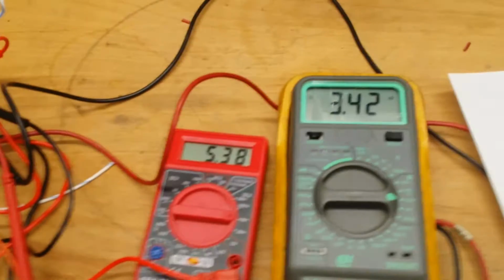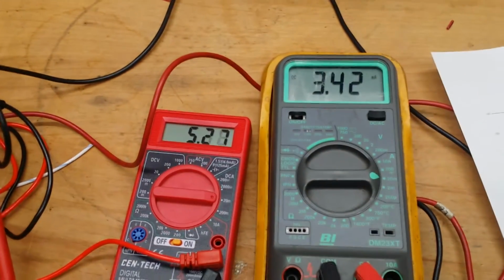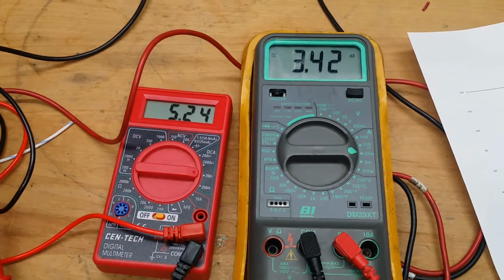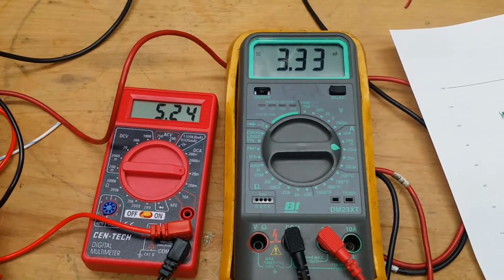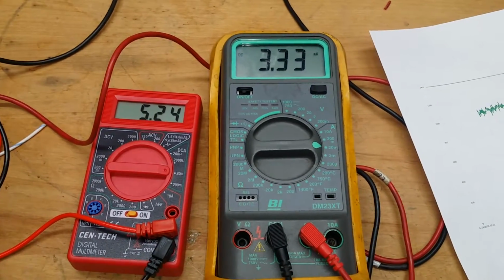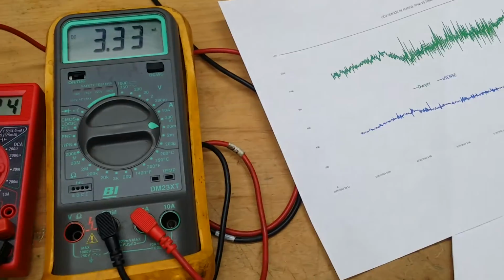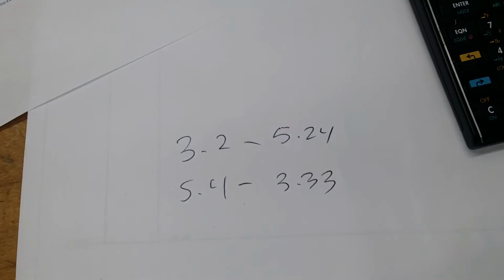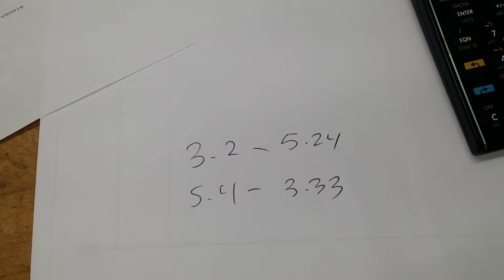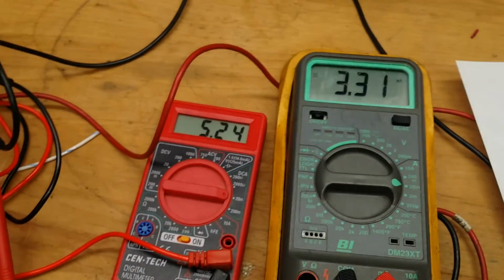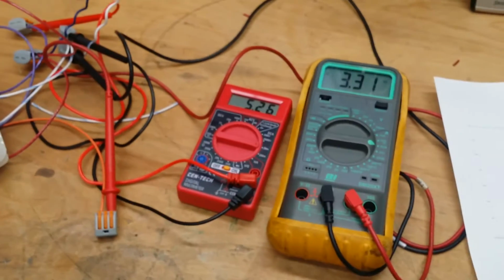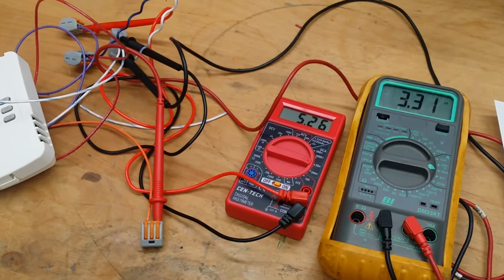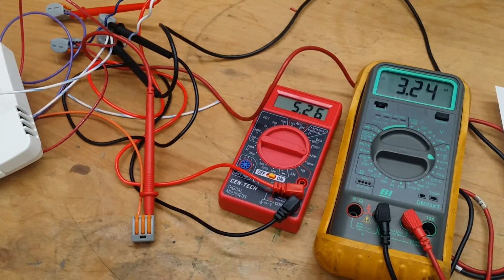One is a cheap Harbor Freight multimeter, so all right, so now we've got 5.24 and 3.33, and I would say that's reading pretty close in the ballpark, and these things are shifting around a bit, so I would say that the multimeters are working within the range we would think they would be.